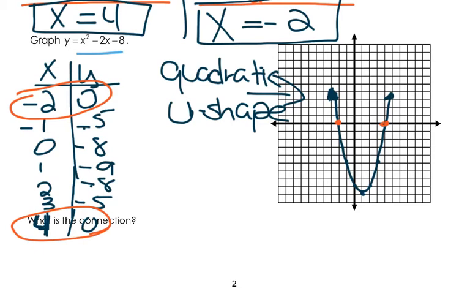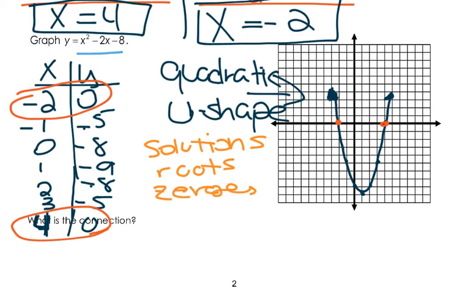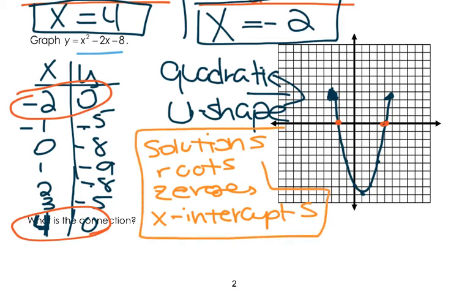So something I want to go over right now is that there are actual different words that mean the same thing. So the words solutions, roots, zeros, and x-intercepts all mean the same thing, okay? It's all talking about these points right here. These points right here, when x is equal to negative 2 and x is equal to 4, well, those are definitely the x-intercepts of the function, okay?